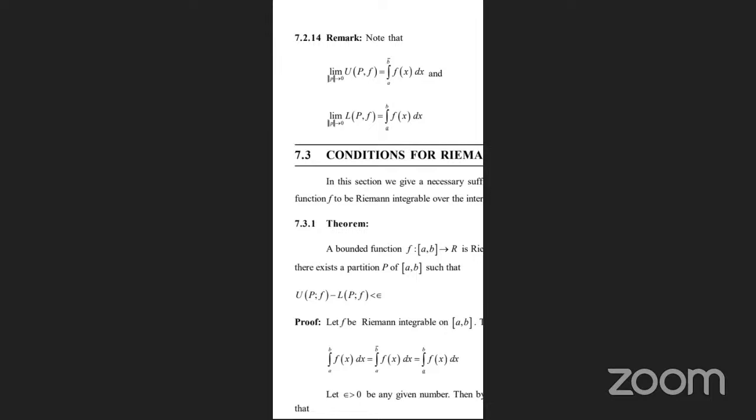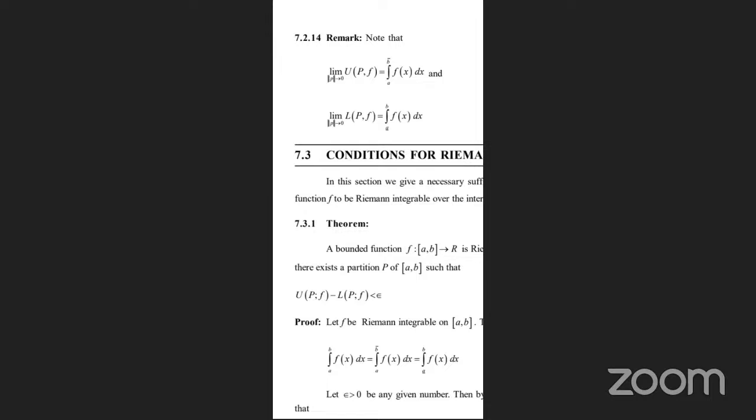Upper Riemann sum, the limit as norm P tends to 0, is equal to the upper Riemann integral. Lower Riemann sum, the limit as norm P tends to 0, is equal to the lower Riemann integral. This is also one of the important results, and throughout, the norm of the partition is the limit point of the upper Riemann sum and lower Riemann sum.